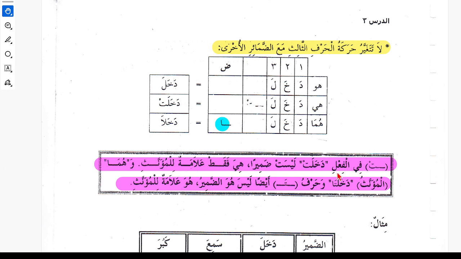This ta fil feli dakhalat laysat damiran, is not a pronoun. Here fakat alamatun lil muannasi. This is just the example of that this is a feminine. Wahuma, in case of muannas, changes to dakhalata.